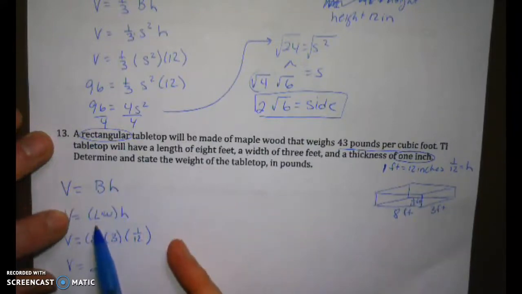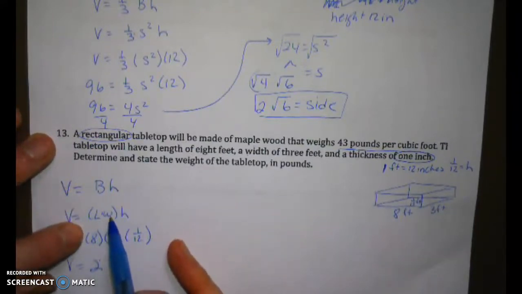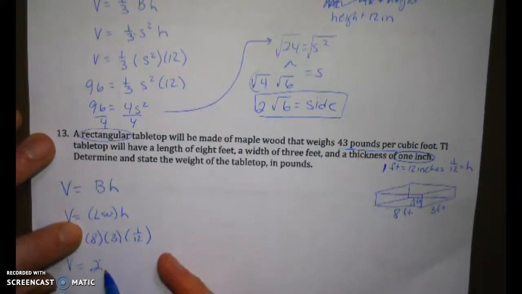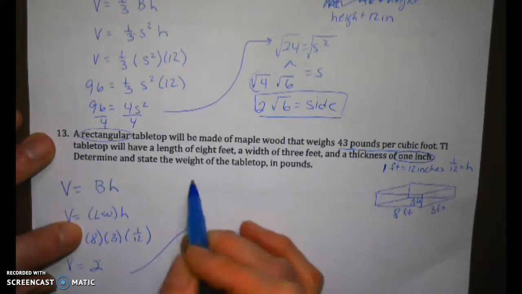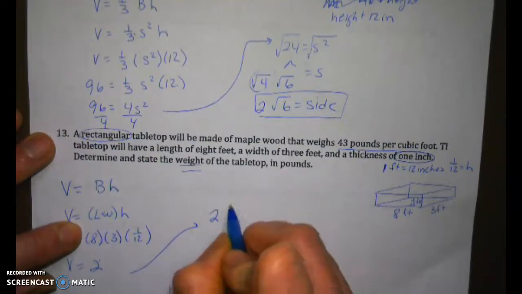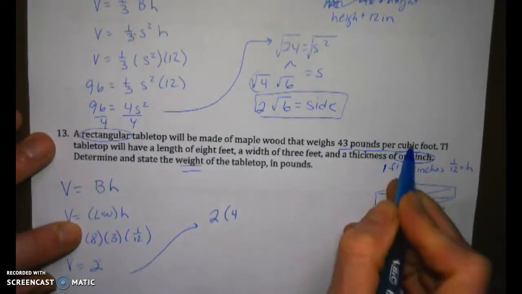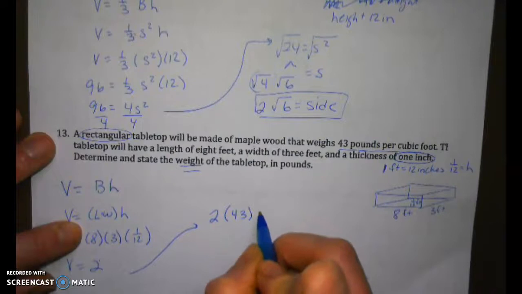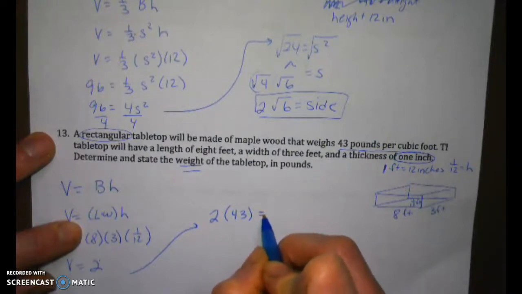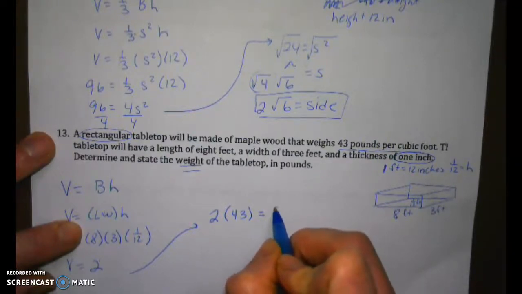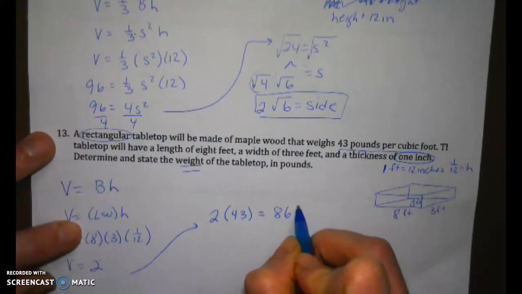So when you plug this in, the volume is the length of 8, the width of 3, the height of 1/12, the volume is 2. And to find the weight, for every 1 cubic foot, you're going to have 43 pounds. So therefore your answer is 2 times 43, 86 pounds.